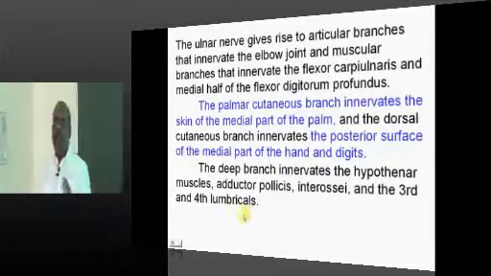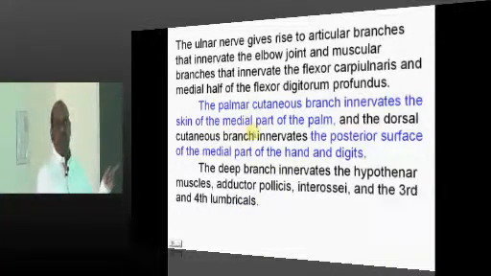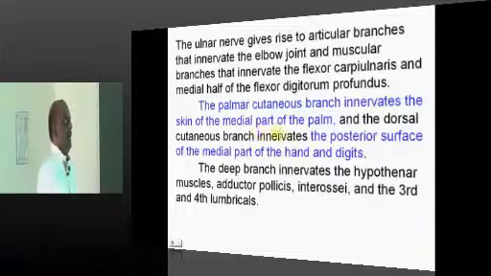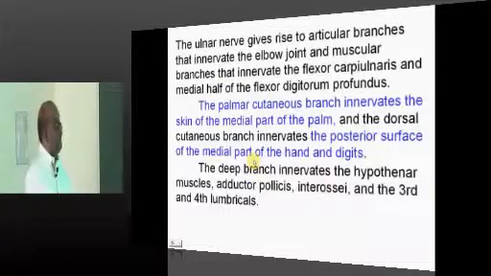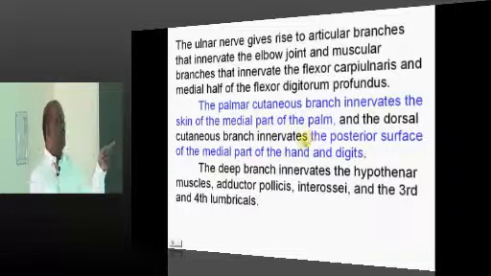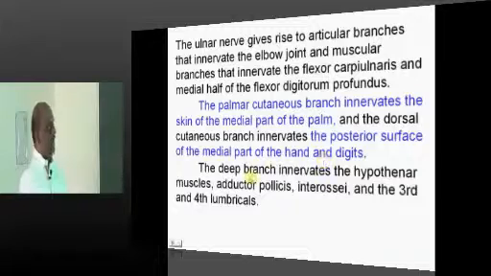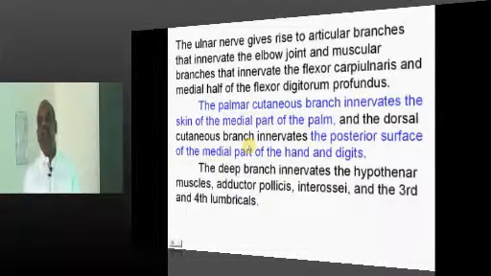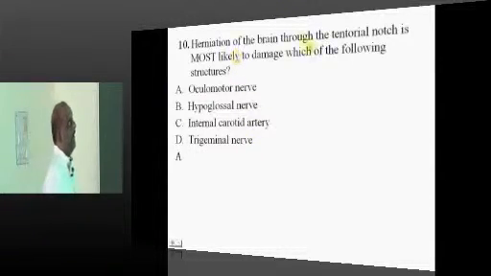If you look at the ulnar nerve, its palmar cutaneous branch innervates the skin on the medial part of the palm, not the lateral part of the palm. And the dorsal cutaneous branch of the ulnar nerve innervates the dorsal aspect of, once more, the medial part of the hand, not the lateral part of the hand. That's what we have to ultimately remember.